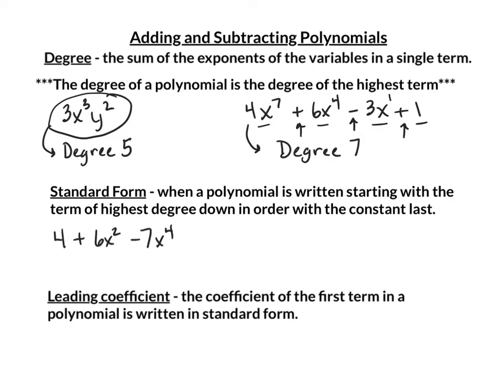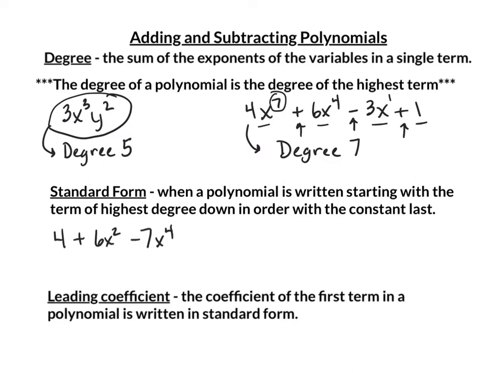The highest degree term is 7. Doesn't matter what order you put it in, the degree of this polynomial would be 7 because the highest degree term is 7. Do not sum the exponents when you have addition and subtraction between them because those are different terms. We only sum the exponents in a single term if there are multiple variables. But when I have a polynomial with many terms, the degree of the polynomial is the degree of the highest term. We'll talk more about that later.